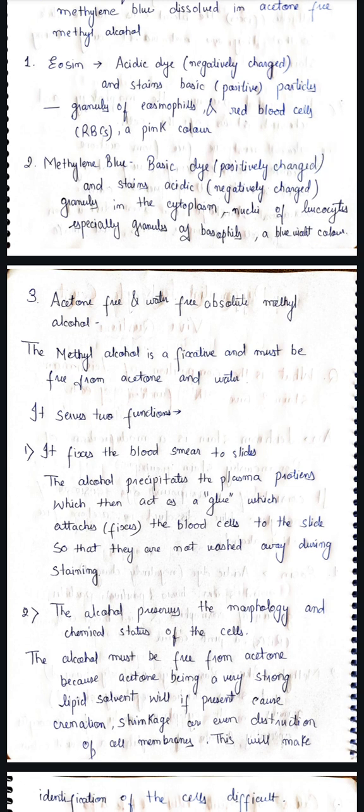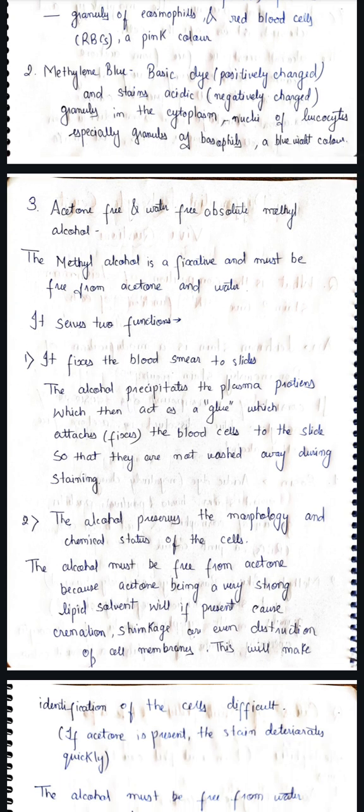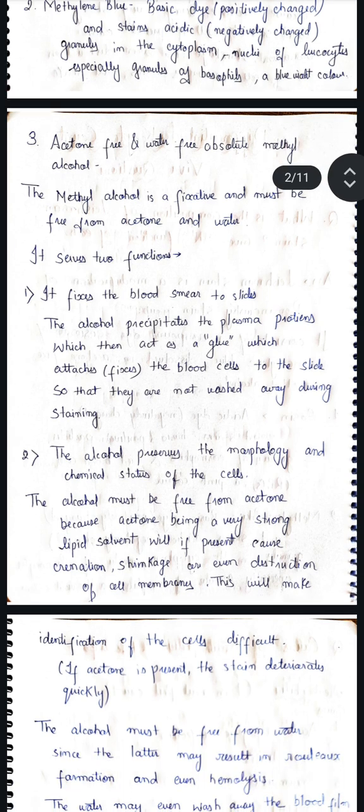Since it is acidic, it's going to stain the basic granules of eosinophils. Since methylene blue is basic, it is going to stain the acidic granules of basophil. So whatever part is being stained by eosin is getting a pink color. Whatever part is stained by methylene blue is going to be stained with a blue violet color. Now, this eosinate of methylene blue is actually dissolved in a acetone-free methyl alcohol, which is absolutely water-free. So, methyl alcohol is a fixative and it must be free from acetone and water, right? So, it is acetone-free, it is water-free, that's methyl alcohol.